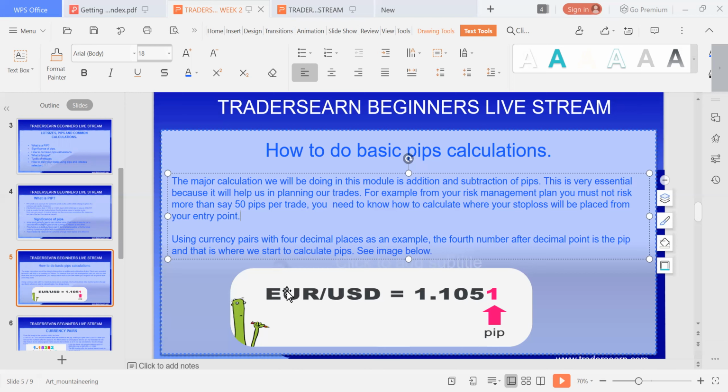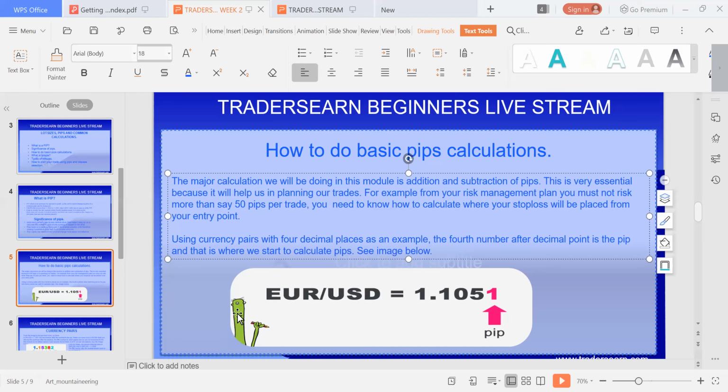So now, if you see something like Euro/USD equals 1.1051, already you know that in this pair, this is the base currency and this is the quote currency. What this simply means is that 1 euro is equal to 1.1051 US dollars. This is the quote, like the price of this currency pair.